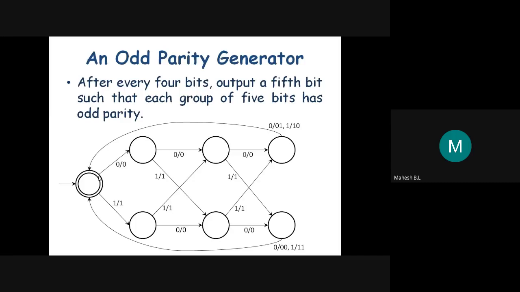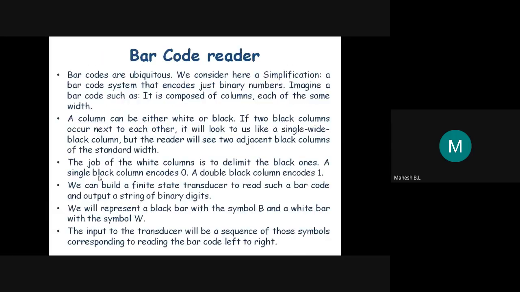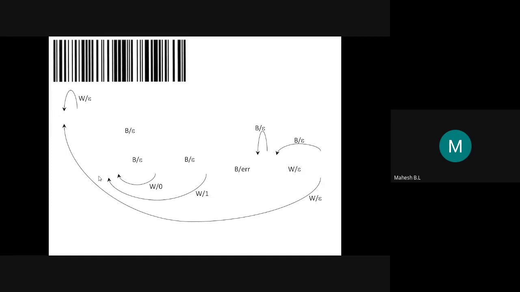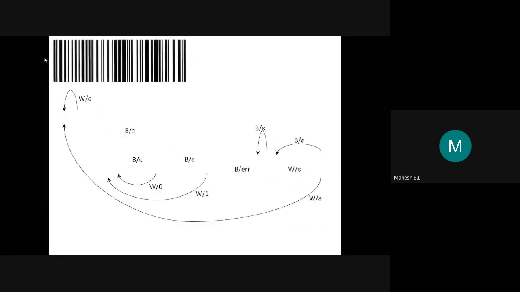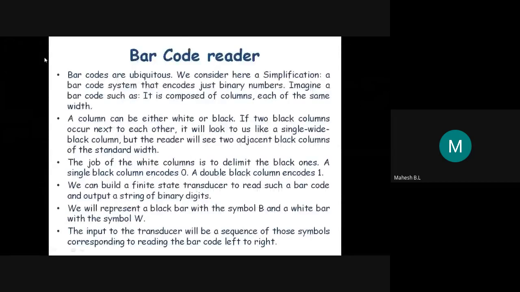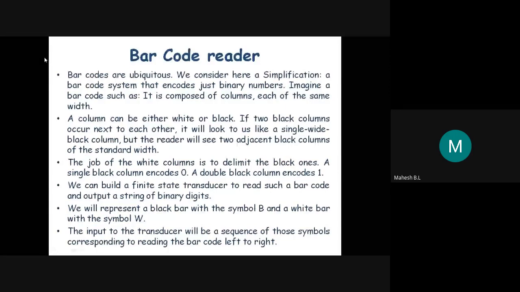So this is one example for a Mealy machine. Then there is one more example for a Mealy machine, which is the barcode reader. Barcodes are ubiquitous. We consider here a simplification: a barcode system that encodes just binary numbers. Imagine a barcode composed of columns, each of the same width. In a barcode you see columns like this. Columns can be white or black, but all columns must be of the same length. So a column can be either white or black.